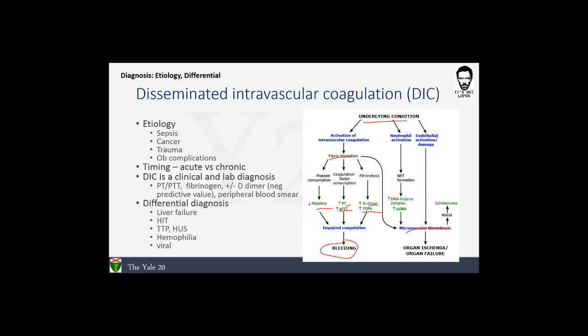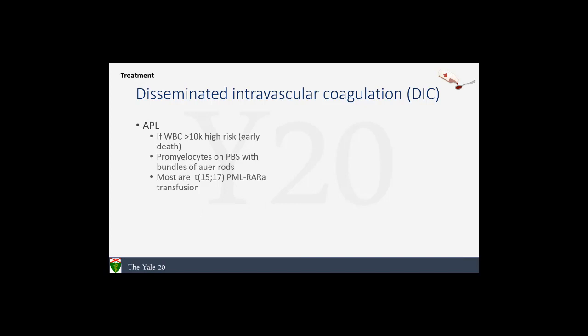I just want to comment also that D-dimer is not specific at all, and a lot of things can cause elevated D-dimer, such as MI, stroke, SVT, sickle cell, renal disease, and a lot of other things. So our patient in this case has APL, and that's the leukemia that's most strongly associated with DIC.